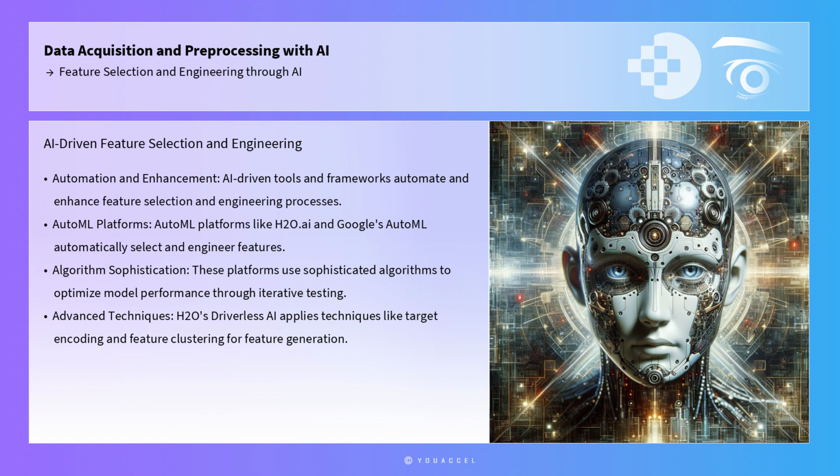AI-driven tools and frameworks have emerged to automate and enhance feature selection and engineering processes. AutoML platforms, such as H2O.ai and Google's AutoML, leverage AI to automatically select and engineer features, reducing the manual effort required in traditional approaches.